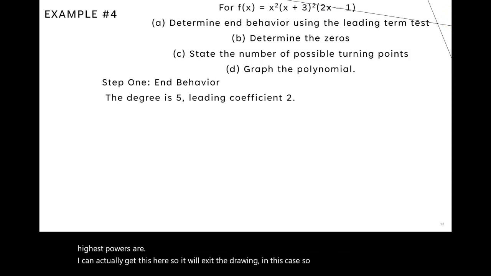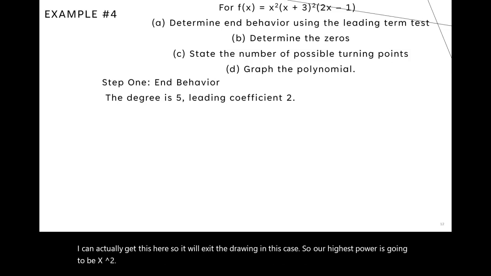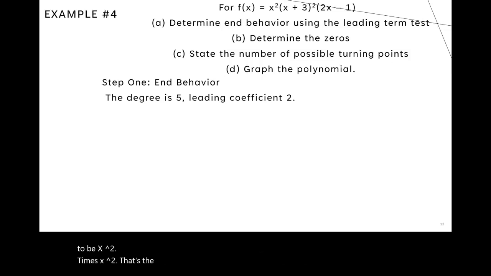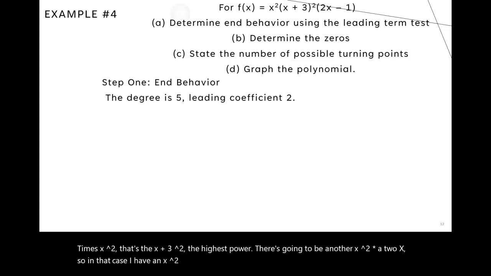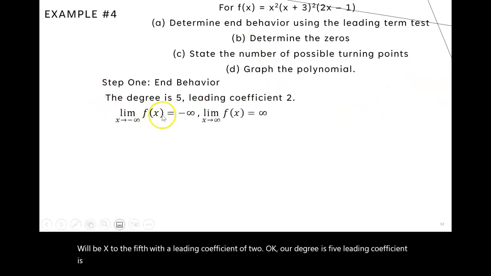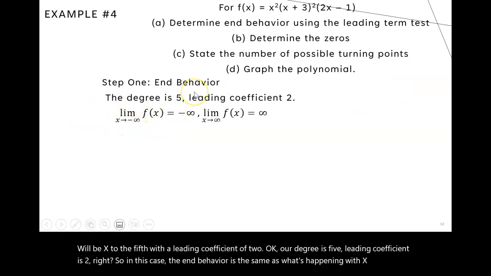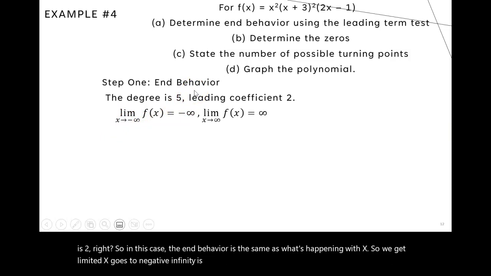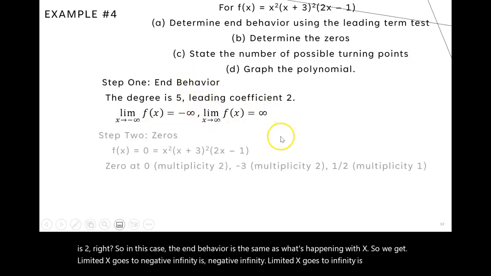So our highest power is going to be x squared times x squared. That's the (x plus 3) squared. The highest power there is going to be another x squared times a 2x. So in that case, I have an x squared times an x squared times a 2x. And altogether, that will mean that my highest power will be x to the 5th with a leading coefficient of 2. So our degree is 5, leading coefficient is 2. In this case, the end behavior is the same as what's happening with x. So we get limit as x goes to negative infinity is negative infinity. Limit as x goes to infinity is positive infinity.